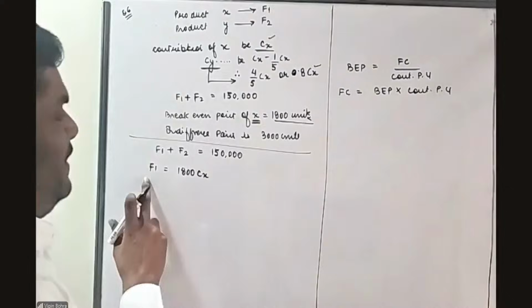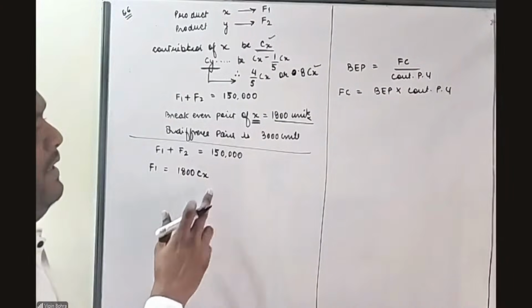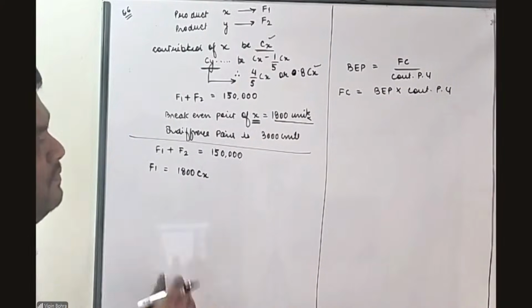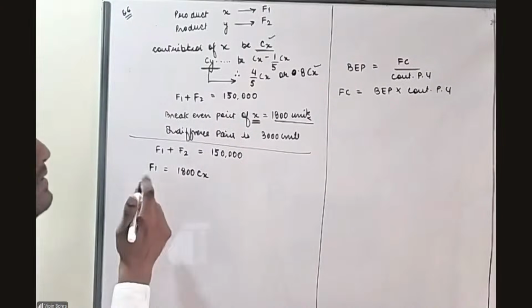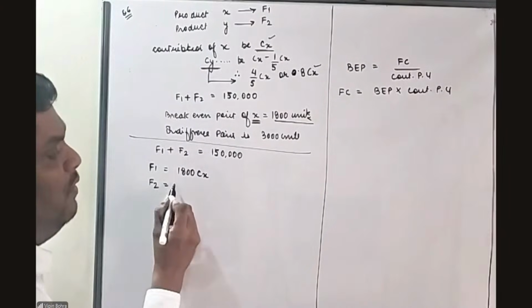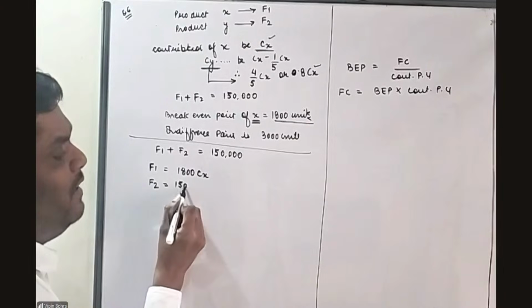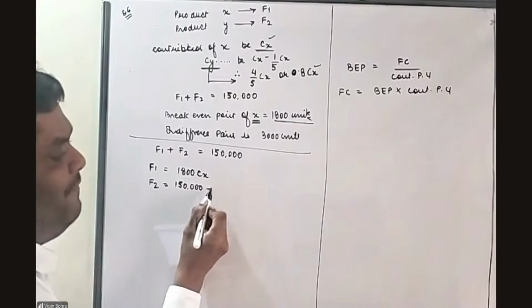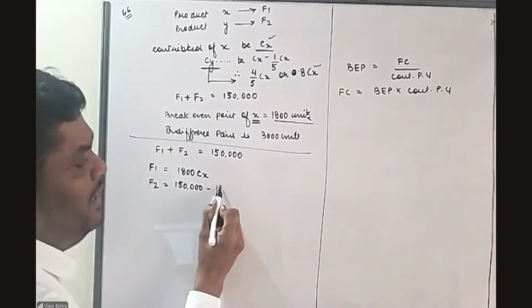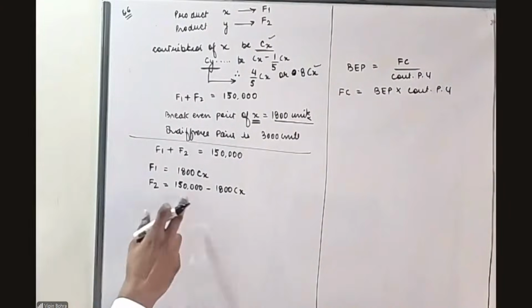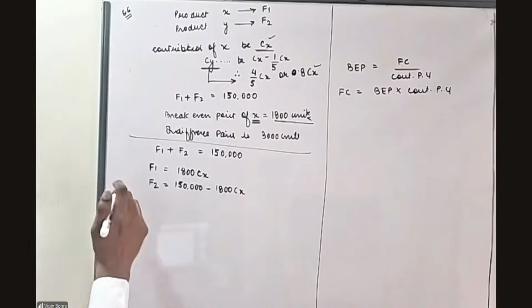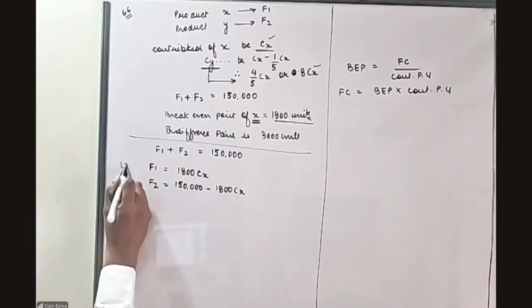So now F1 is equal to what? 1,800 CX. So we can say this is the fixed cost of product X. So how much will be F2? 1,50,000 minus F1, and the value of F1 is 1,800 CX. So this will be the fixed cost of product Y, and this will be the fixed cost of product X.